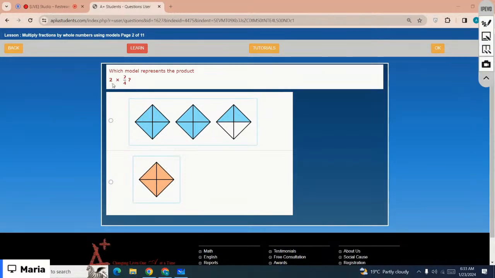Just multiply the numerators. 2 times 2 is 4. That means the correct option is the one that has only 4 portions colored. Option 2 is the correct option.